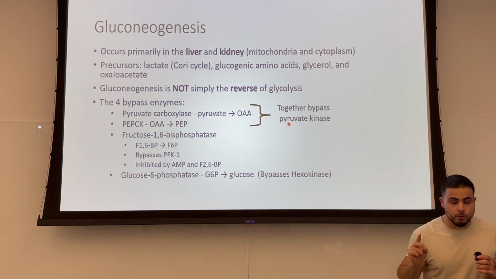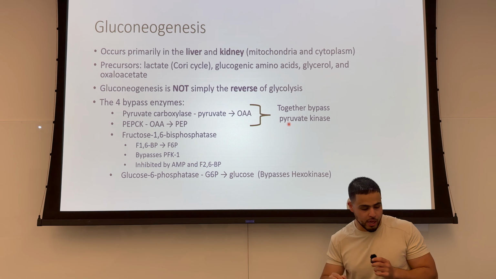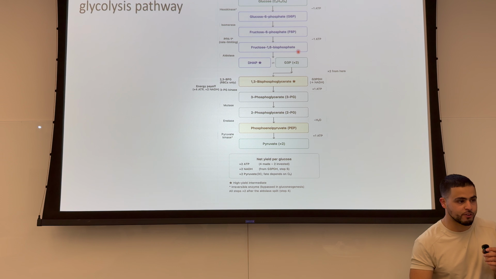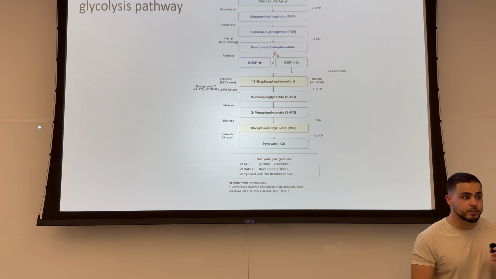Next, the next irreversible enzyme is PFK1. And remember what the outcome of PFK1 was? Well, it was fructose 1,6-bisphosphate. So you need something to be able to go from fructose 1,6-bisphosphate to fructose 6-phosphate.